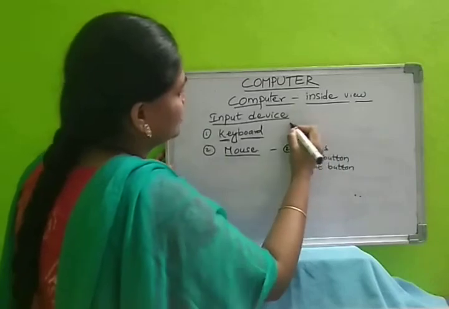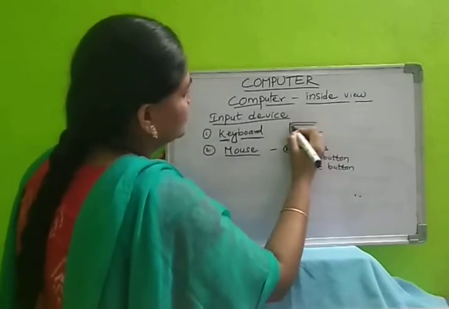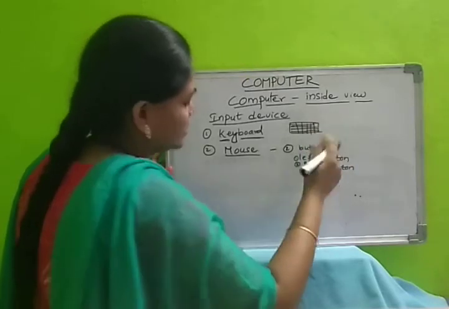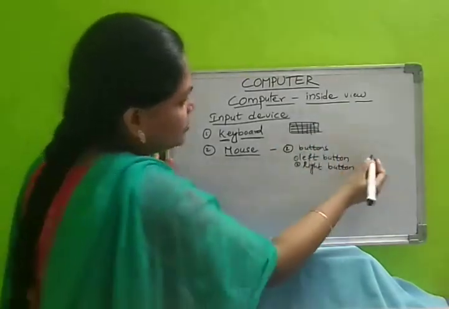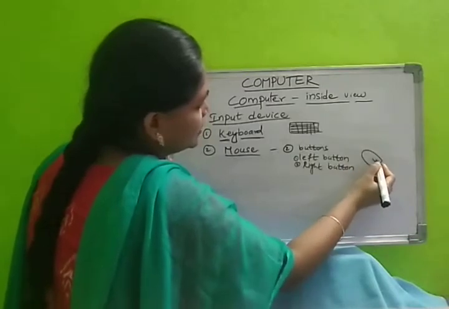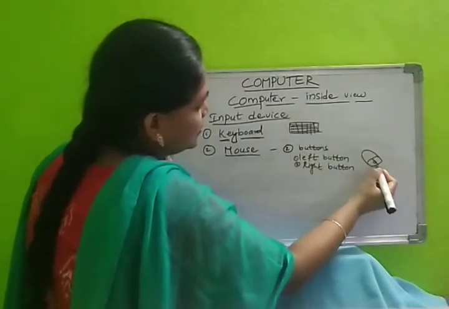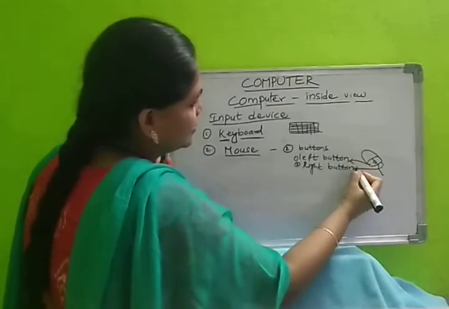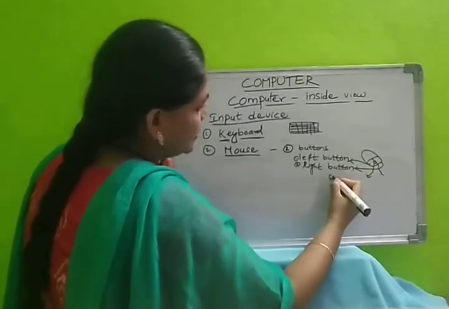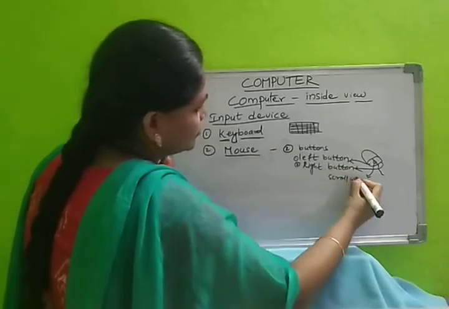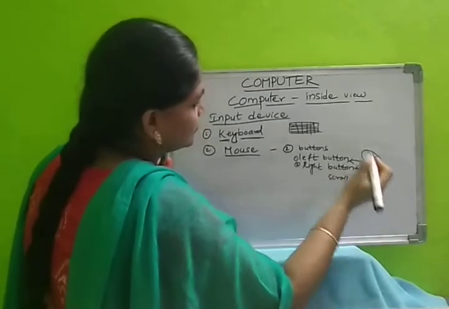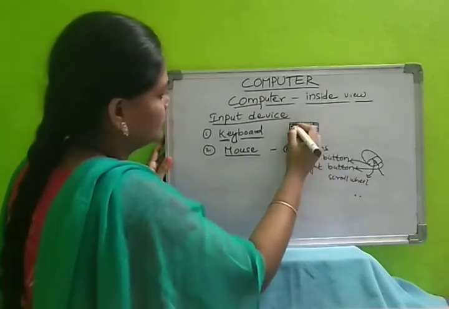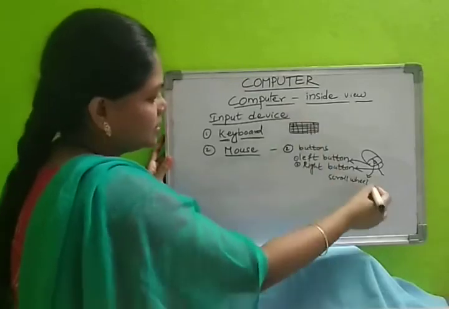So this is the keyboard, with keys like this. And how does a mouse look? This one, isn't it? So this is the scroll wheel. This is the left button and this is the right button. This is the scroll wheel. Scroll wheel, isn't it? Okay.